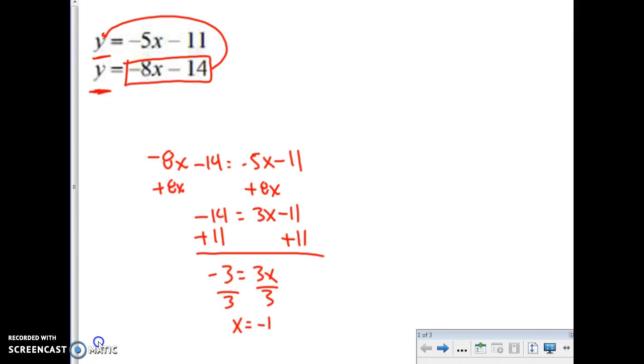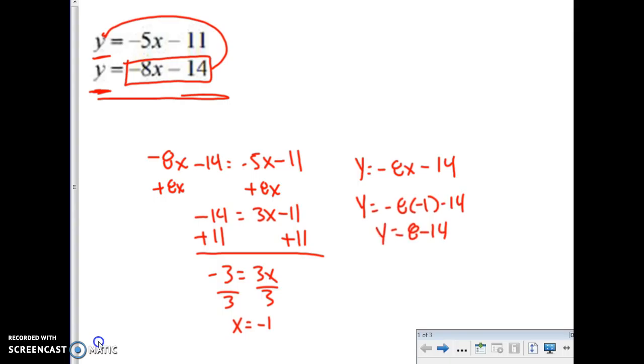So once I know what x is, I want to find out what y is. So I'm going to plug it into one of the equations. It does not matter. So I'm going to do this equation: y equals negative 8x minus 14. I'm going to plug negative 1 in. So I got negative 8 times negative 1 minus 14. I got 8 minus 14 equals y. So you get y to be negative 6.